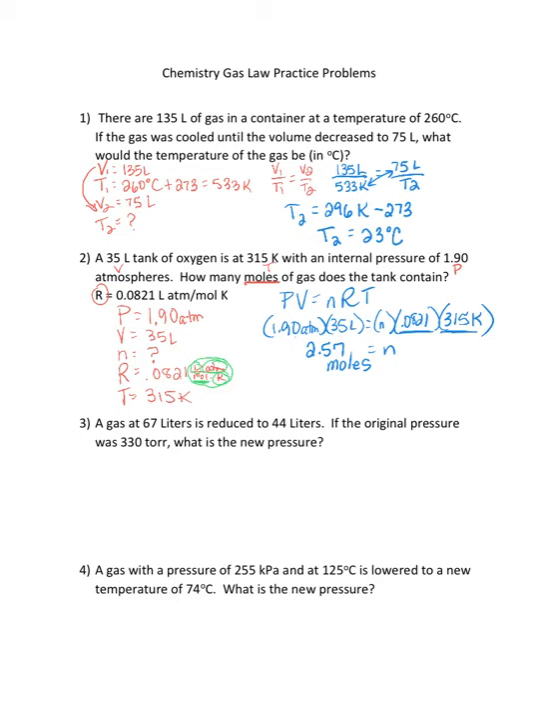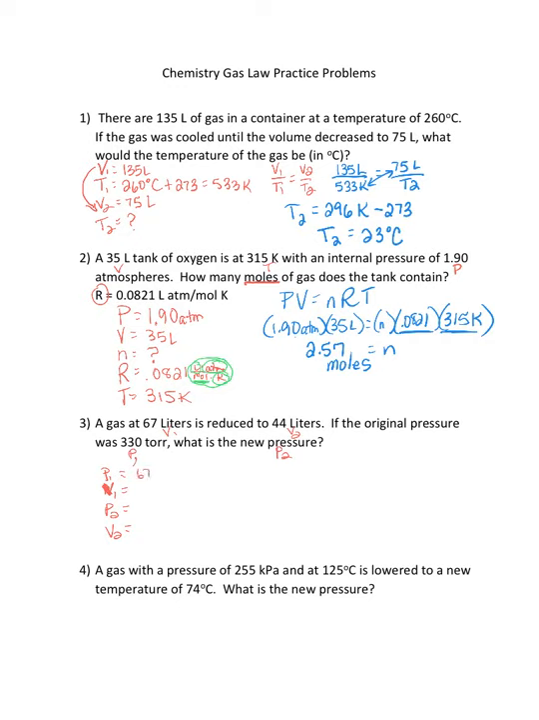All right, next on the agenda. I know we're going fast, but this is a review. We've done these before. Number 3, a gas is 67 liters is reduced to 44 liters. So that means we have a V1 and a V2. If the original pressure, so that's P1, was 330 torr, what's the new pressure? So that's the P2. So we have P1, V1, P2, and V2. So this is Boyle's law.